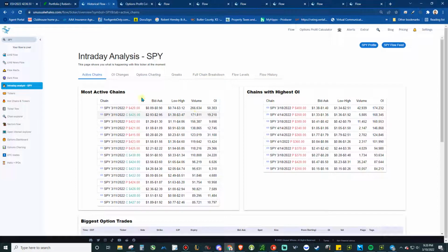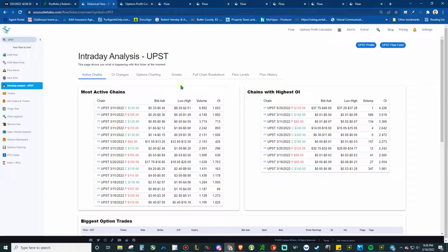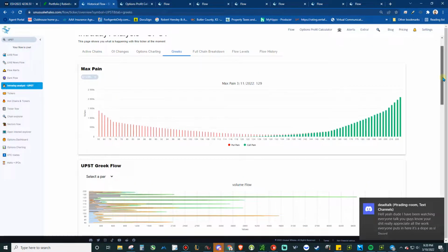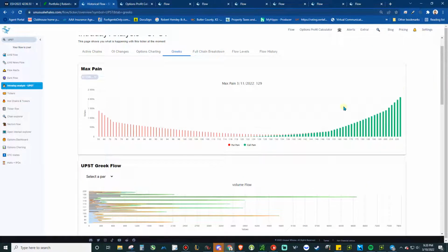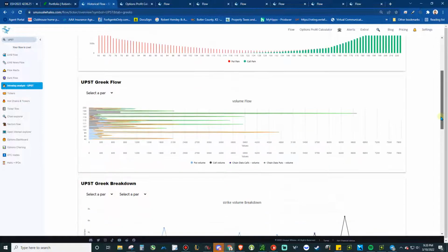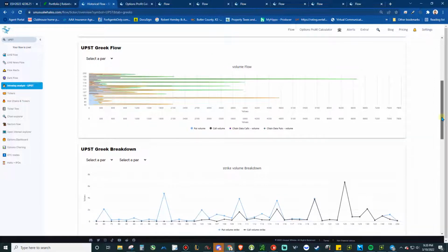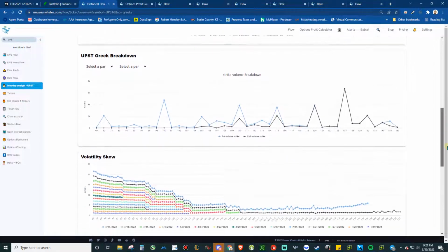On Unusual Whales, if you go to the intraday analyst page, let's just go to Upstart, and then you go to the Greeks tab. It's very similar. I love checking this to find the max pain points, find huge levels with the flow. You can change it however you want to see which strikes are getting the most action. You've got your Greek breakdown there.